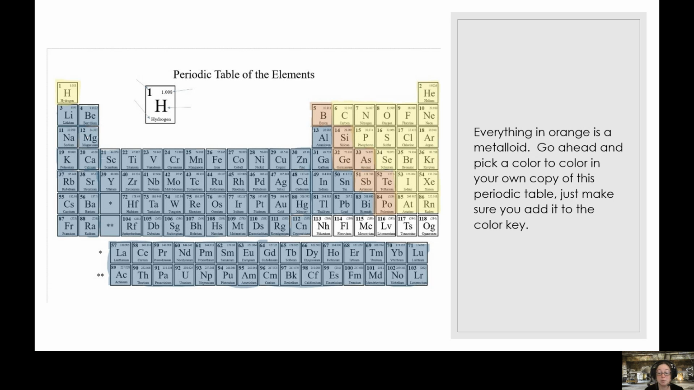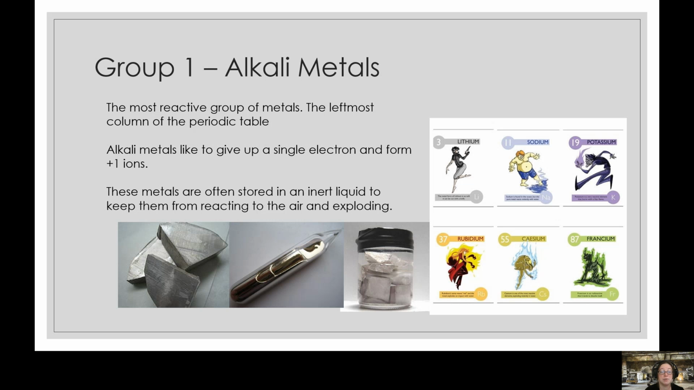All right, now let's talk about the special groups. You should have numbered across your table. Group 1 is the most reactive group of metals. It's the leftmost column of the periodic table, the one that starts with hydrogen. Alkali metals like to give up a single electron and they form +1 ions, and that's why they're so reactive. In fact, they're often stored in an inert liquid to keep them from reacting to the air and exploding on contact with the moisture in the air.